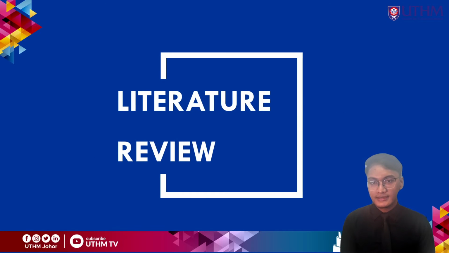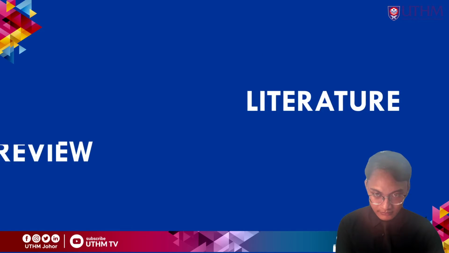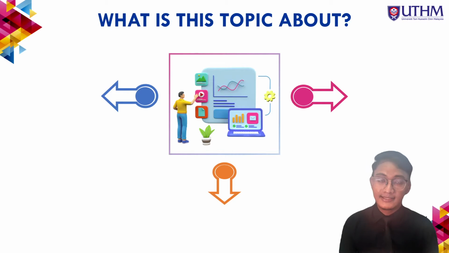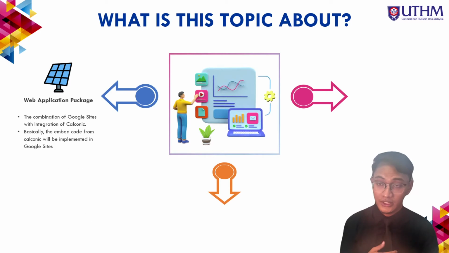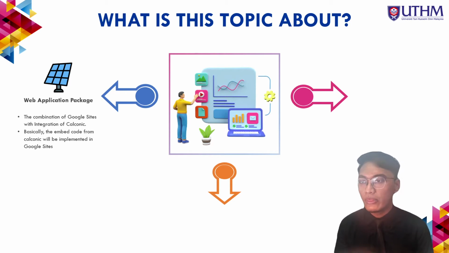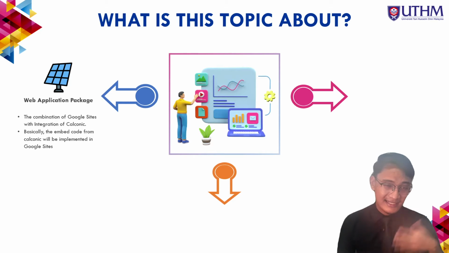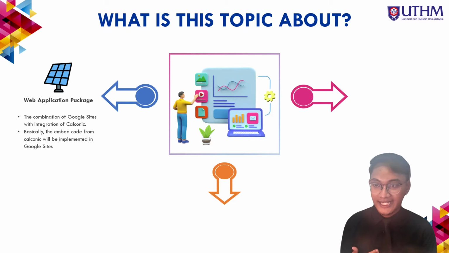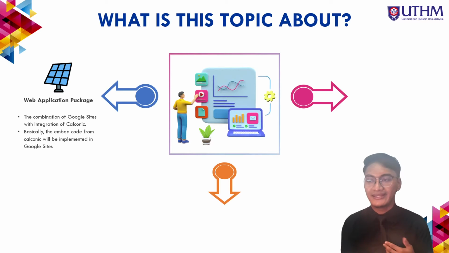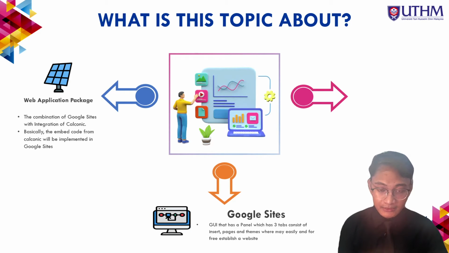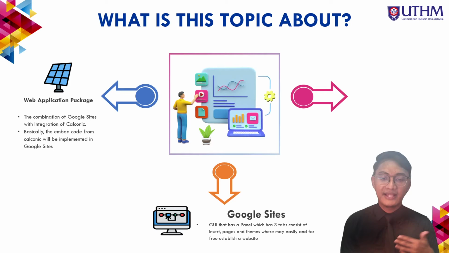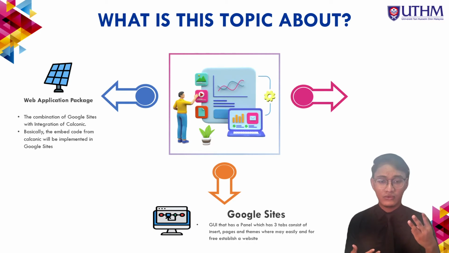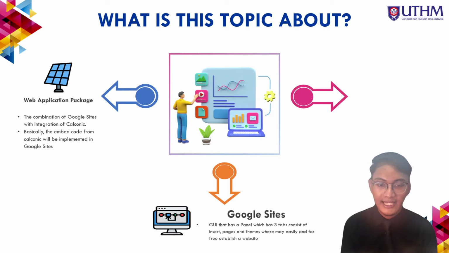So the next one is the literature review. Okay, what is this topic about? Firstly, the web application package, the combination of Google Sites with integration of Calconic. In this project, the embed code from Calconic will be implemented in Google Sites. Google Sites has a GUI with a panel that has 3 tabs consisting of insert, pages, and themes, where you may easily and for free establish a website.